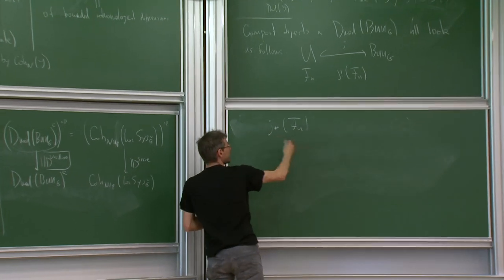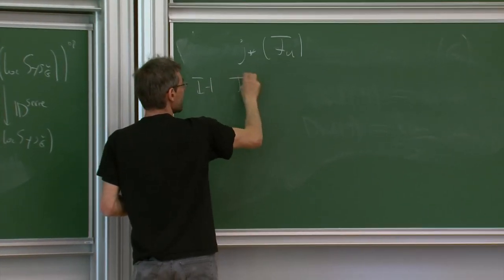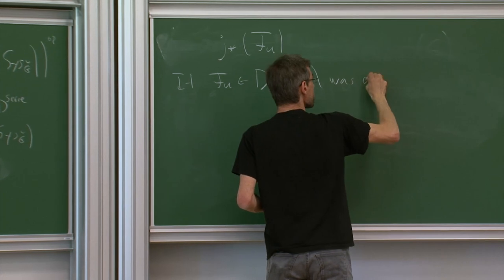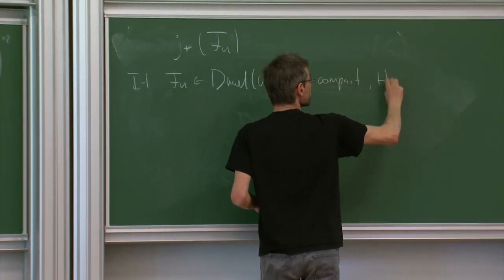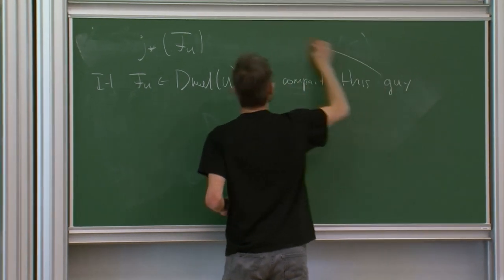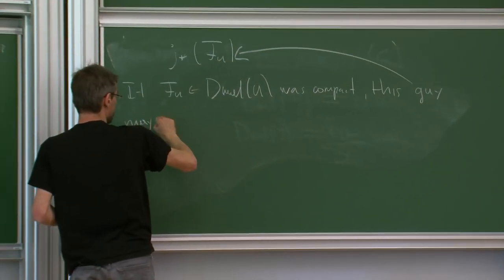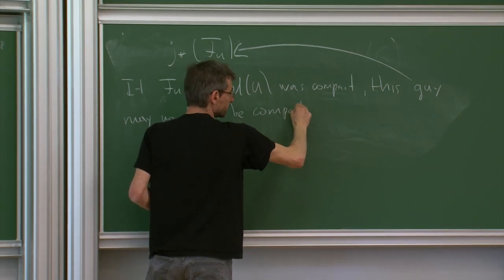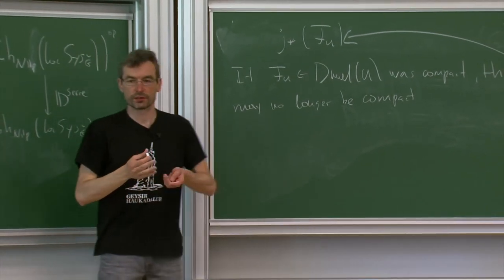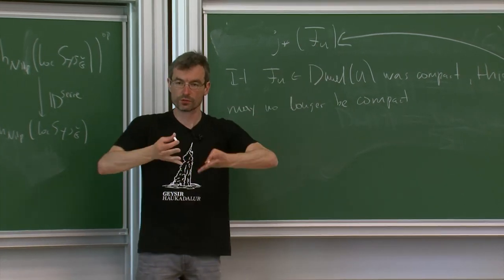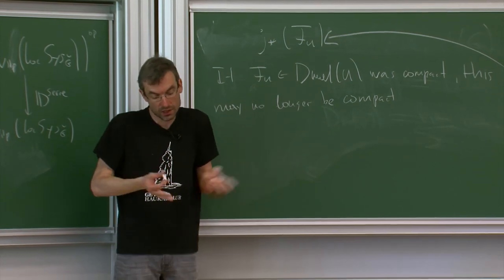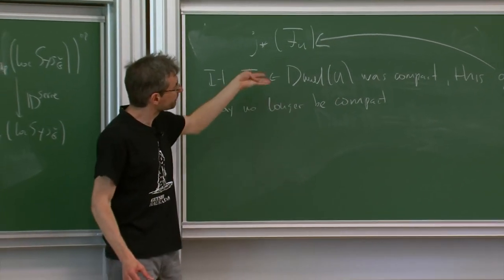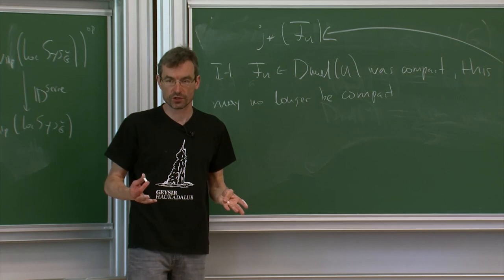If F_U was compact, this object may no longer be compact. In fact, it may no longer be coherent. So this was coherent, this will become quasi-coherent. You lose this finite generation, obviously, when you do j lower star. It just so happens that Bun_G is structured in such a way that there are many U's for which you will not lose this finite generation.